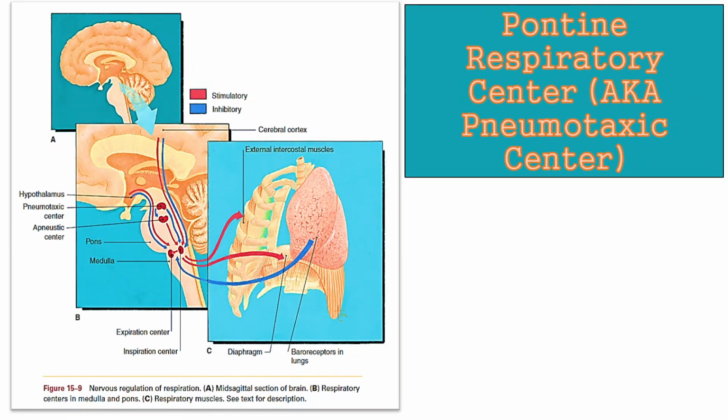Let's talk about the Pontine Respiratory Center, aka the pneumotaxic center. There you have your pons and your medulla, right, located in your brain stem. These are responsible for controlling respiratory drive. That's why it's so devastating to have a brainstem injury.